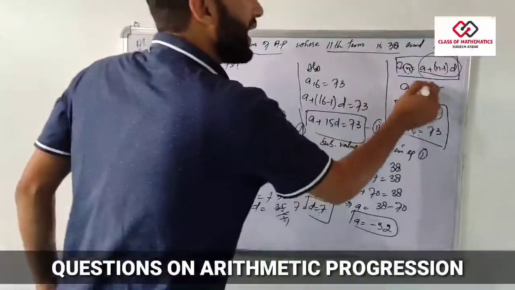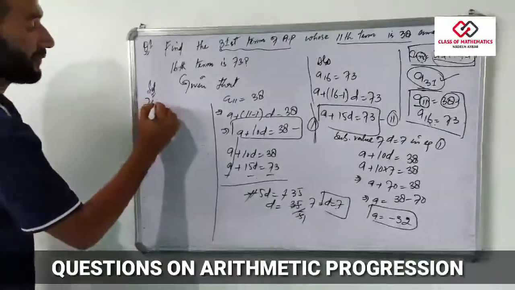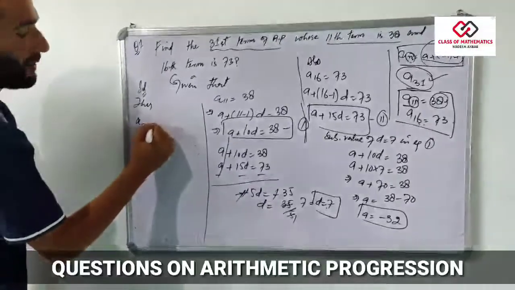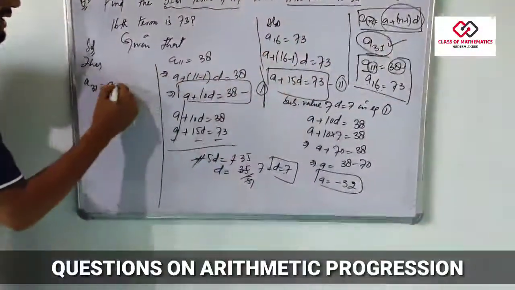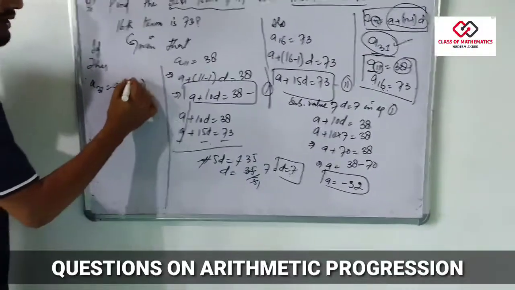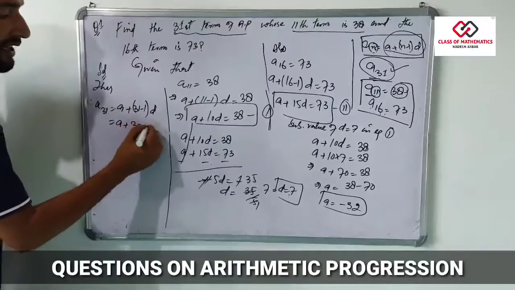Now we have to find A31. Now it is simple. A31 will be equal to A. Now replace this n by 31. A plus 31 minus 1 into D. So that will be equal to A plus 31 minus 1, that will be 30D.